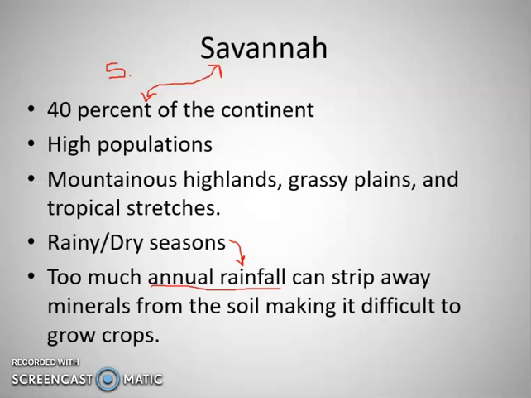Yeah, so unfortunately, sometimes you will get too much annual rainfall, flooding, and other things, and it actually strips the soil from the land, taking nutrients from the soil, which prevents crops from growing in it. That's what I'm trying to say, ladies and gentlemen.